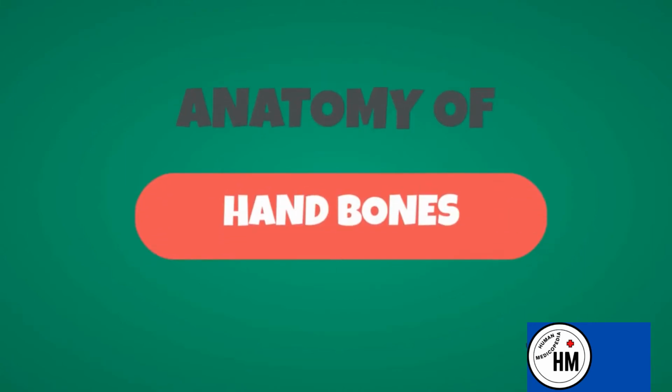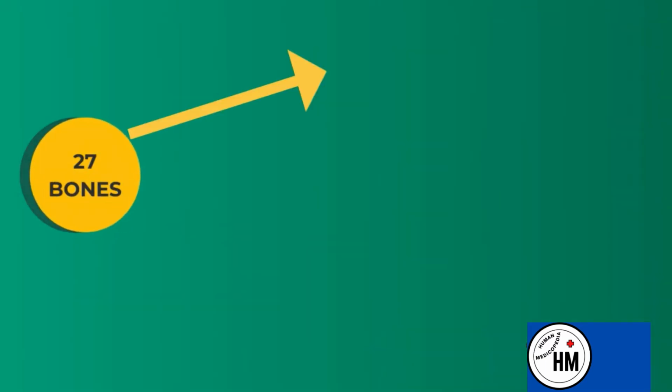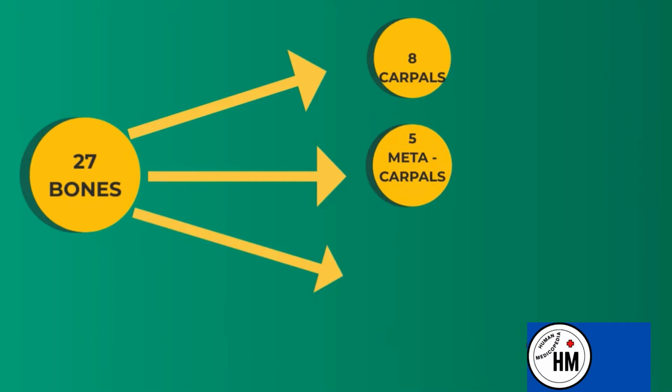Anatomy of bones of hand. There are total 27 bones in wrist and hand, out of which 8 are carpals that form wrist, 5 are metacarpals that form palm, and 14 are phalanges that form fingers.